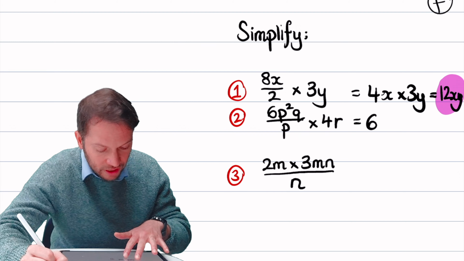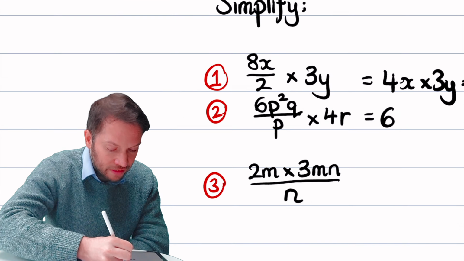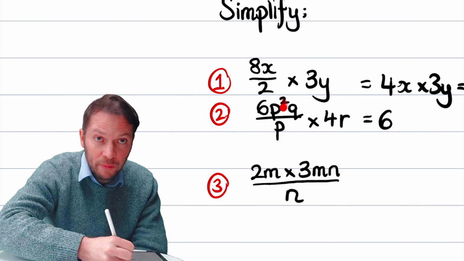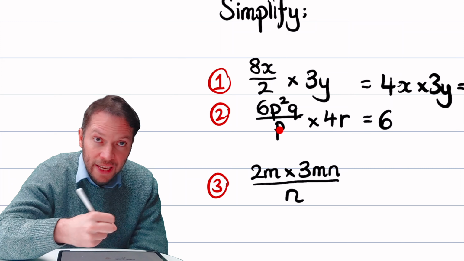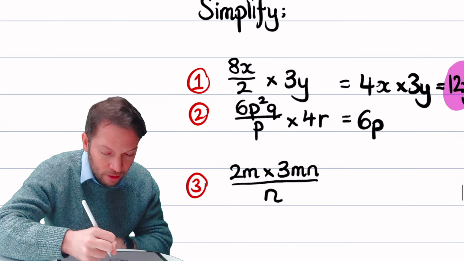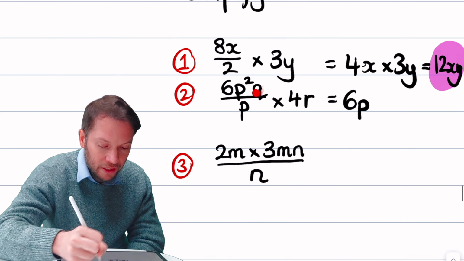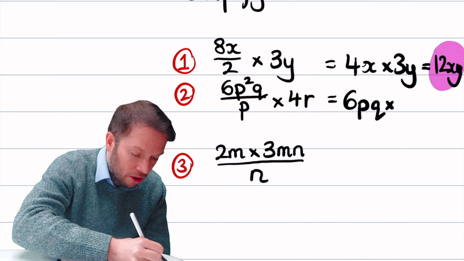Then we've got p squared divided by p. That we could think of as p times p. P squared means p times p. If you've got pp divided by a p, that gets rid of one of those p's, and you're just going to be left with p. And we've still got that q there. We're not dividing by anything q related, so it stays as q. And then we've got the times by 4r.